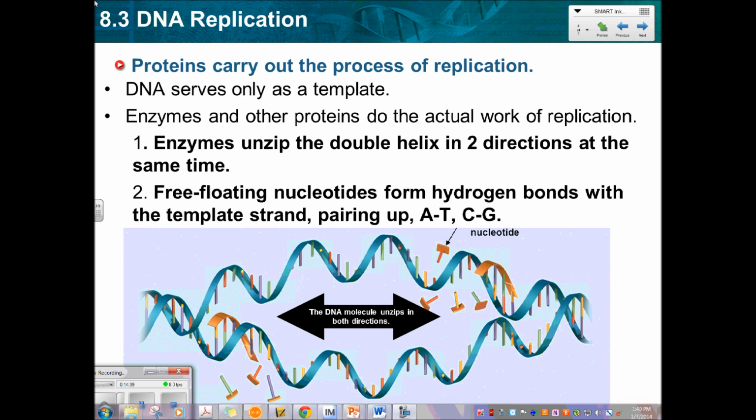So the enzymes unzip the double helix, so that's that big floaty guy, in 2 different directions, and then they also attach the nucleotides.